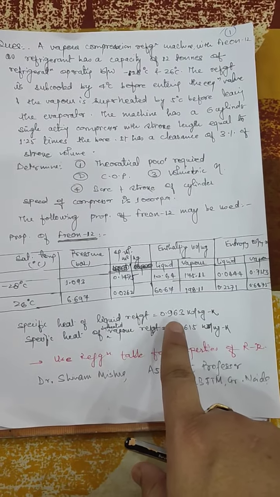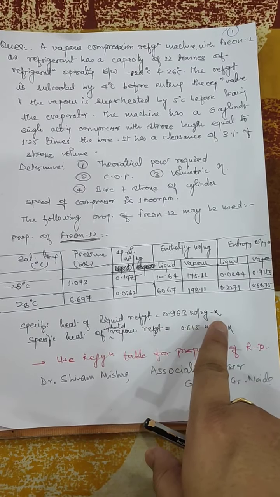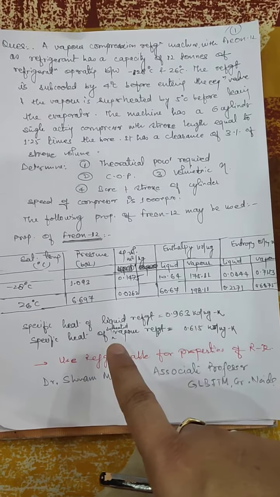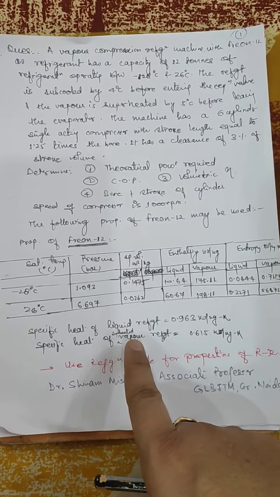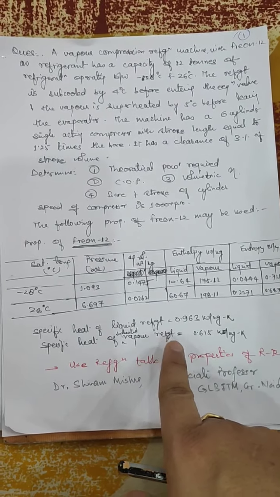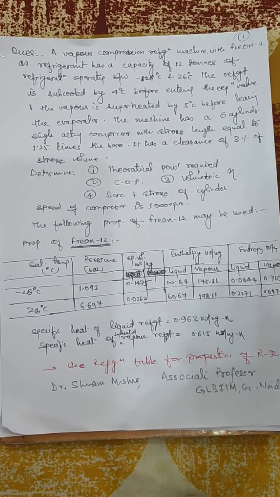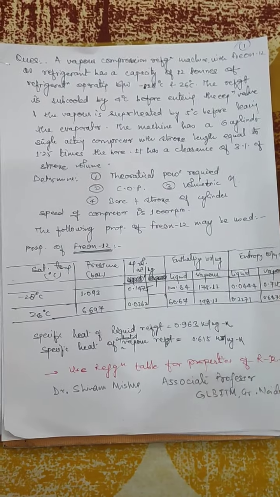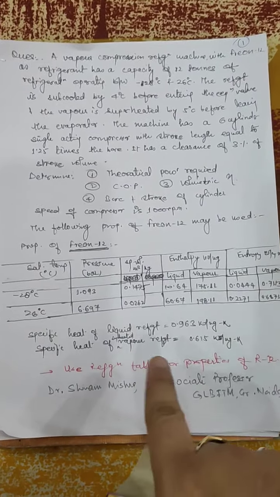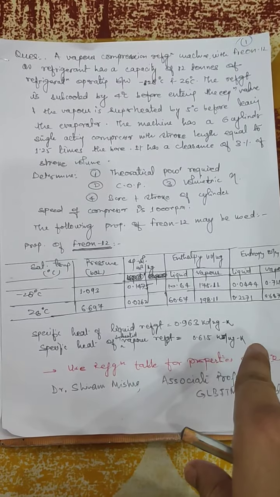The specific heat of the liquid refrigerant is given as 0.963 kilojoule per kg Kelvin. This is for the liquid refrigerant. And the specific heat of the saturated vapor refrigerant, which is at the exit of the evaporator, is 0.615 kilojoule per kg Kelvin.